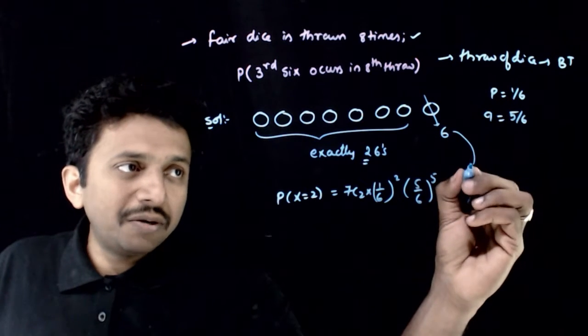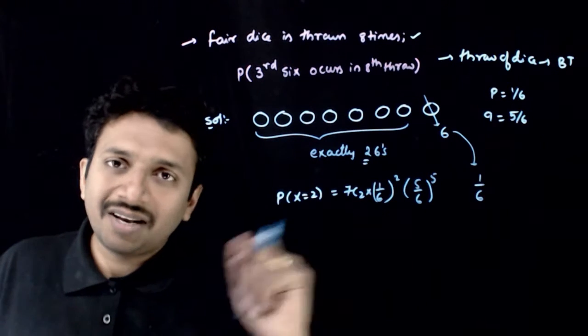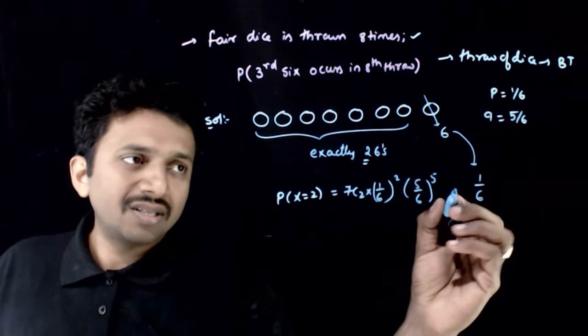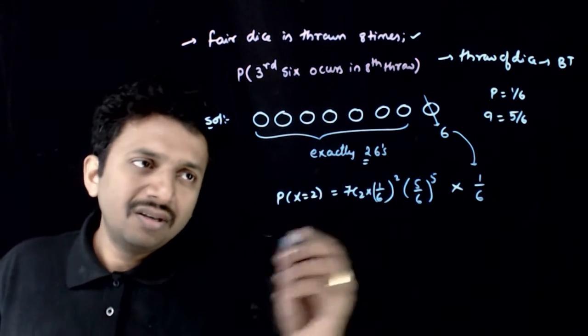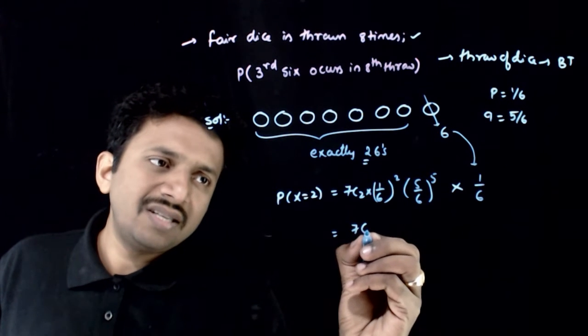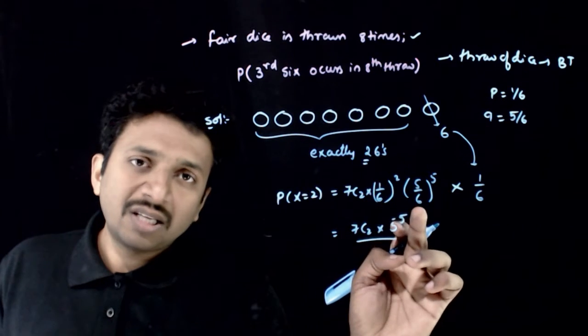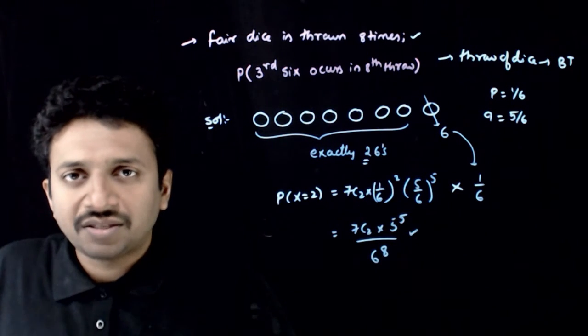And what is the probability that we get exactly 6 in the 8th throw? 1 by 6. This is a single try. So what is the probability that this happens and this happens? It is nothing but multiplication, because these are independent of each other. So the answer is 7C2 into 5 power 5 divided by 6 square and 6 power 8. So this will be the answer to this question.